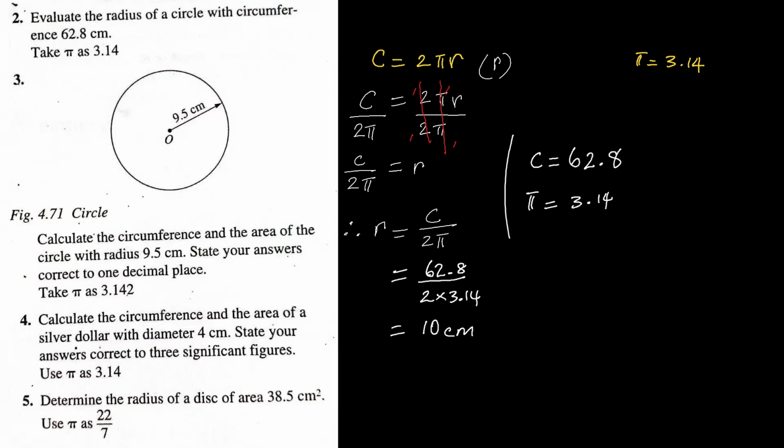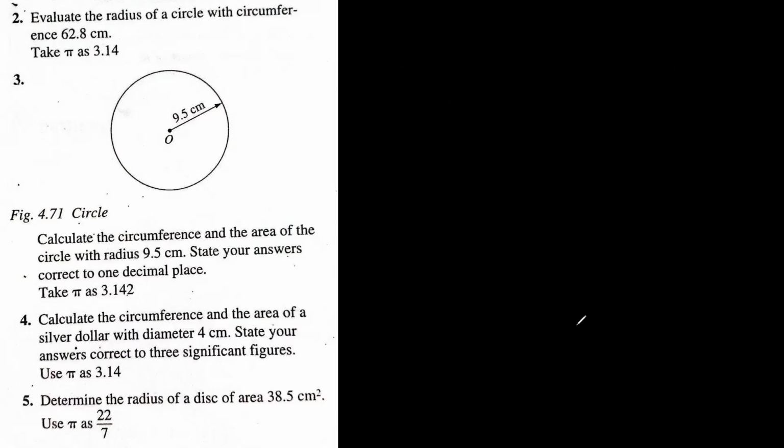All right, so now question 3. Question 3 says calculate the circumference and the area. So we're working two things now. Given that the radius is 9.15, state your answers correct to 1 decimal, please.